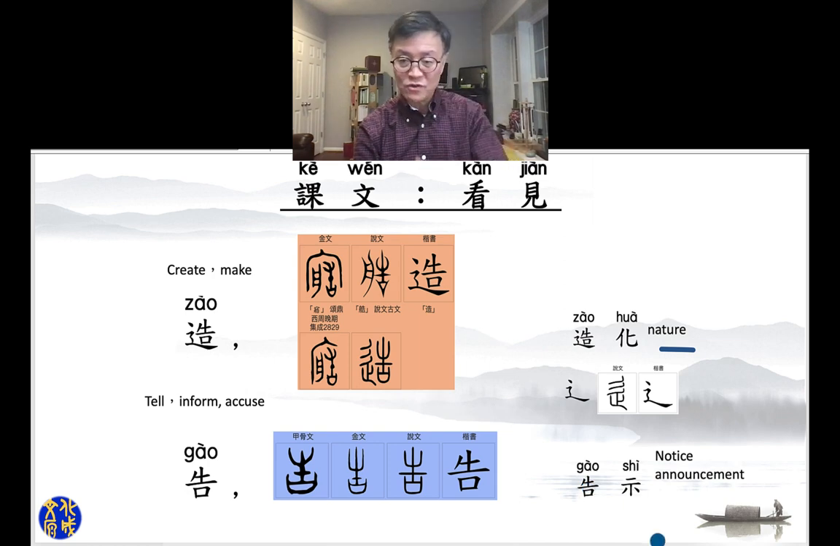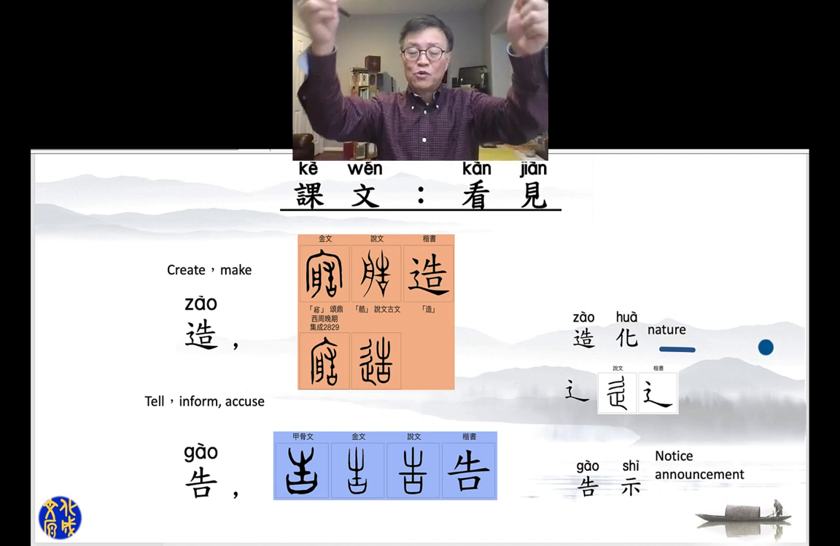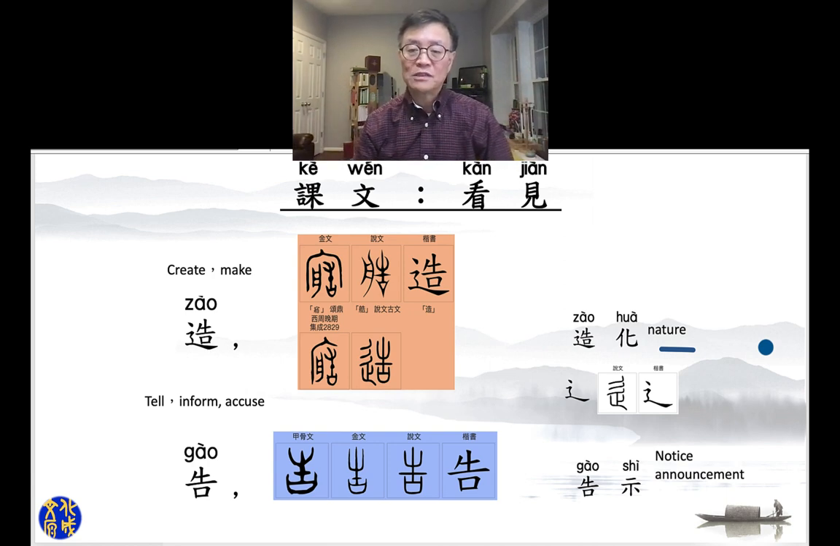告, we learned this before. 示 is showing you, right? 告示 is usually a big notice from a government. In ancient times, it's from an emperor or from a local government. Write a big note, a big declaration, and put it in a public place. That's called 告示. 告示, but 造, 造化. Okay, alright.